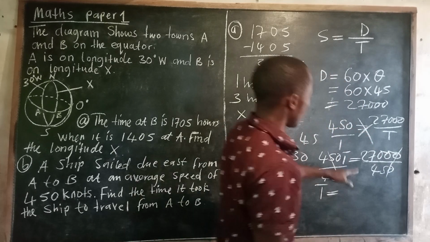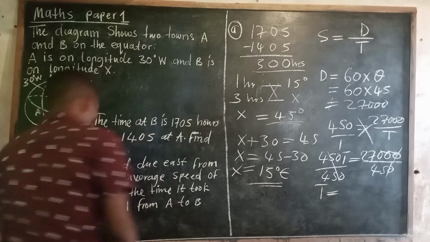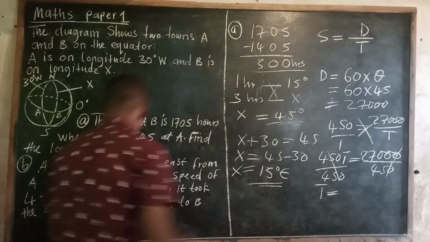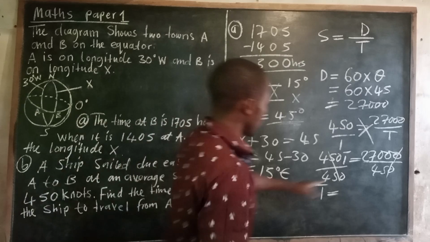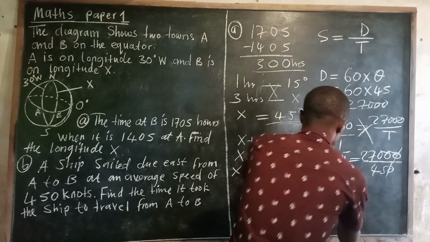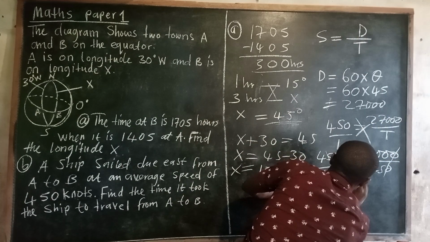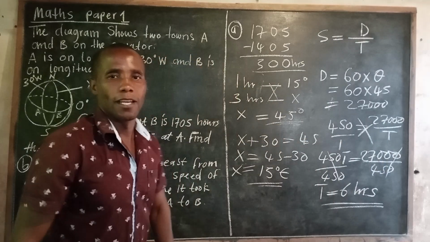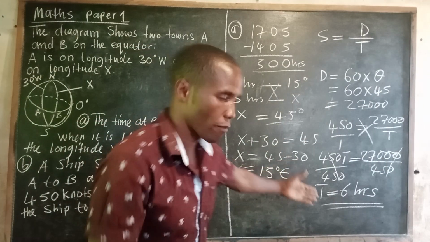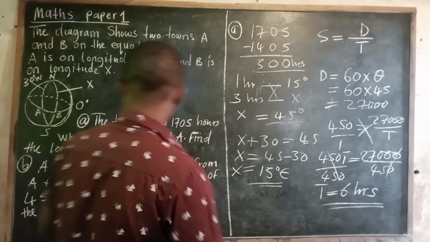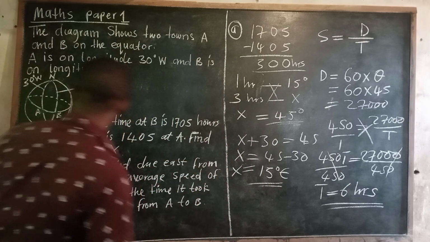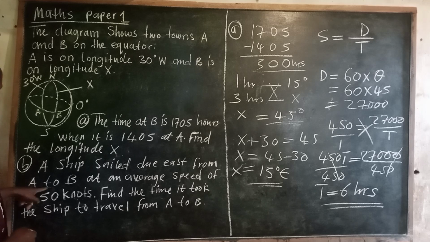This will go 45 into 2,700. What is the answer? The answer there, I think this one I can answer. 45 into 270. This is 6. Okay, so 6 what? Hours. Therefore, the answer. We have found the answer. Okay, so the ship took 6 hours for it to move from A to B.